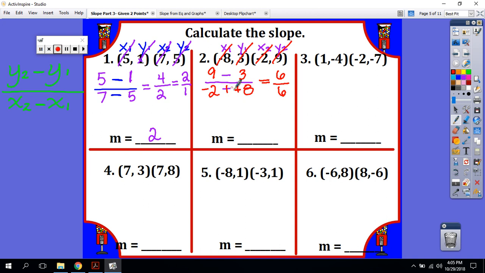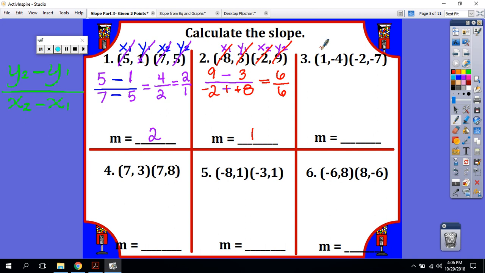Keep the sign of the bigger number. The bigger is positive, so it's a positive 6. And now we're ready to simplify further. And 6 divided by 6 is 1. Any questions on that one? If you have your calculator, it makes all that process a lot easier. All right, let's do number 3.